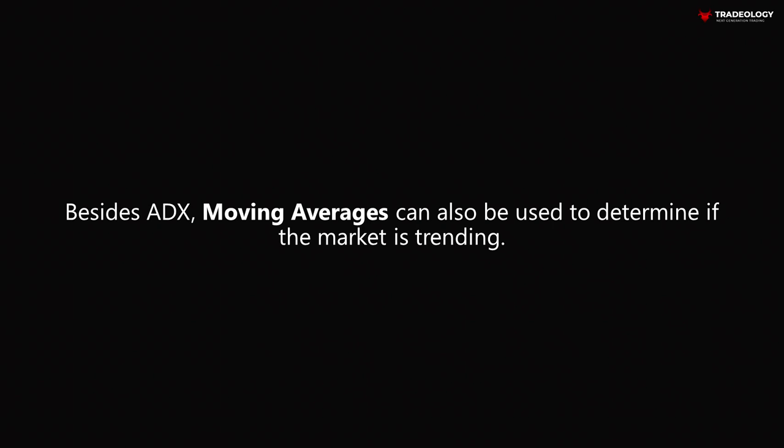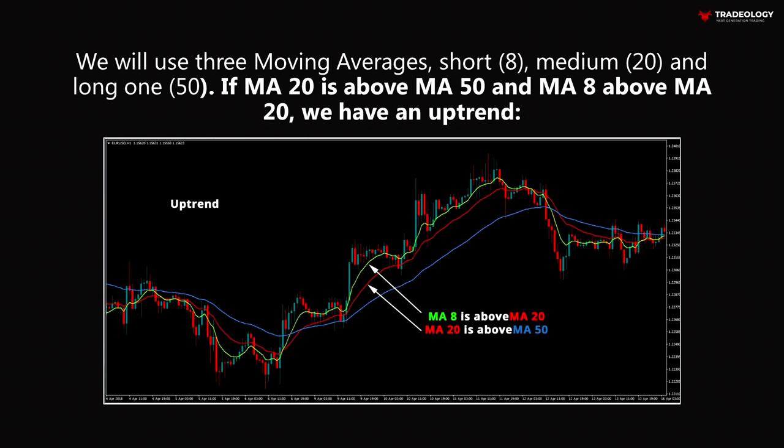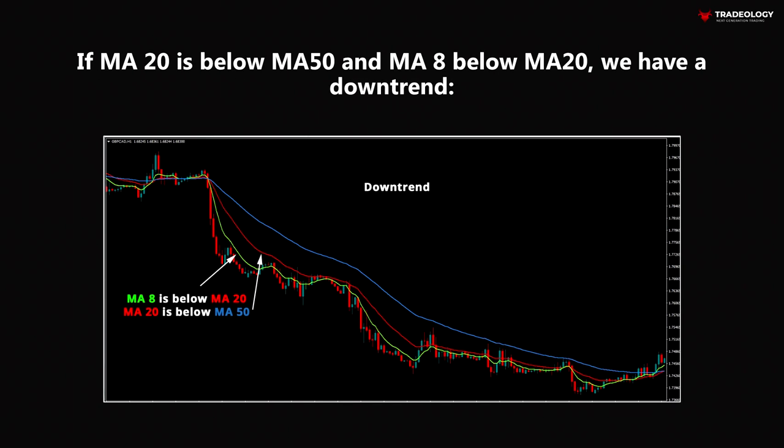Now, besides the ADX, we have moving averages, which can be used to determine if the market is trending or not. Now, we will use, in this instance, moving averages short 8, medium 20, and long 50. Now, the rules are that the MA20 must be above the MA50, and the MA8 must be above the 20. Then we have an uptrend, as shown in the image. Now, if the MA20 is below the MA50, and MA8 below MA20, we have a downtrend, again as indicated in the image.